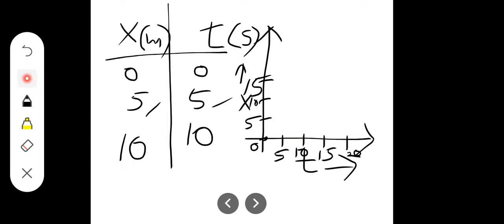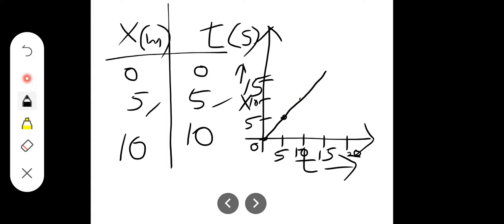I'll put a point there. That is the second point. Then the third point: when it is 10 seconds, the position is 10 meters. So again I have to put a point that comes in between like this. Here I put a point for that. Then I can join them with a straight line like this.